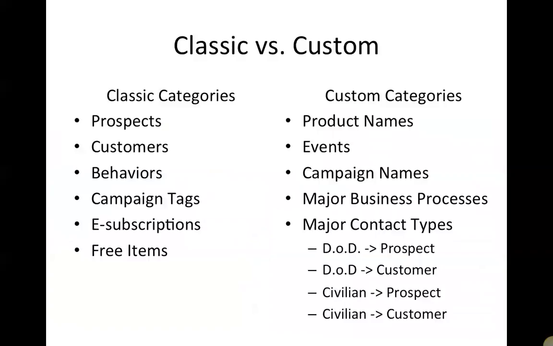So some more stuff about classic, right? When you get into classic categories, there are things like prospects, customers, behaviors, campaign tags, e-commerce descriptions, free item, whatever it is. When you go into Infusionsoft for the very first time, prospect tags, customer tags, and I think there's another one, are already in there. Those are the generic tags that are already set up for you in Infusionsoft, because they think that you want the classic. And if you're starting off, like I said, that's probably going to be the best kind of categorization to use anyways, right?